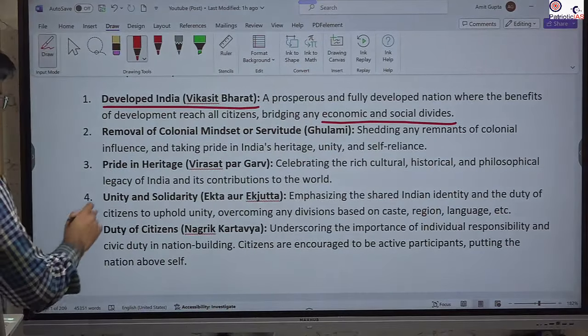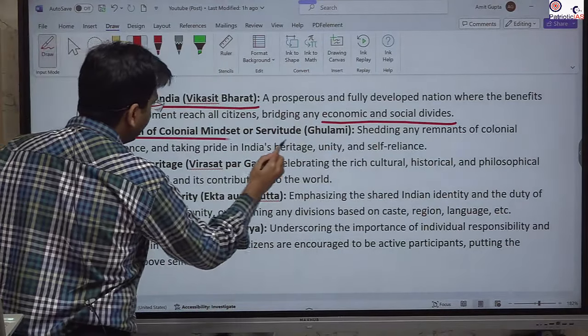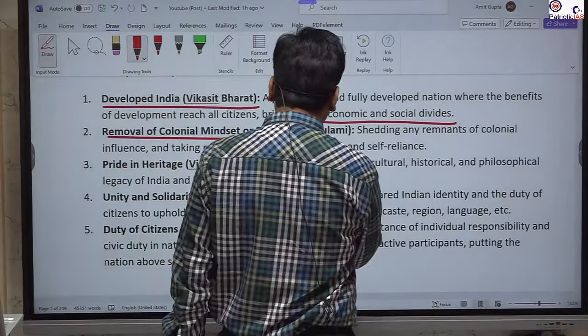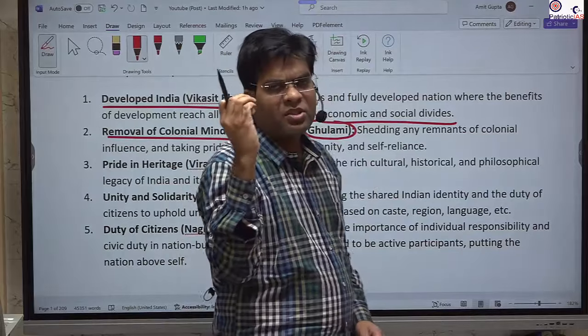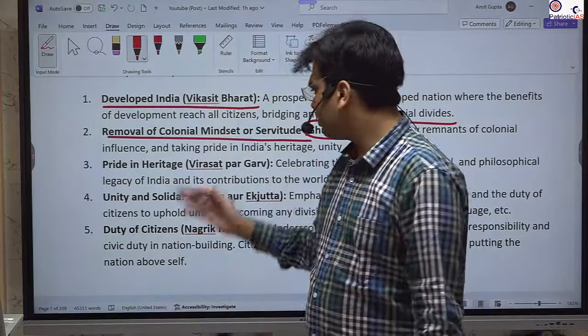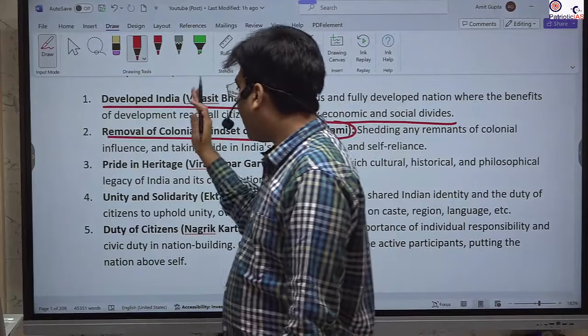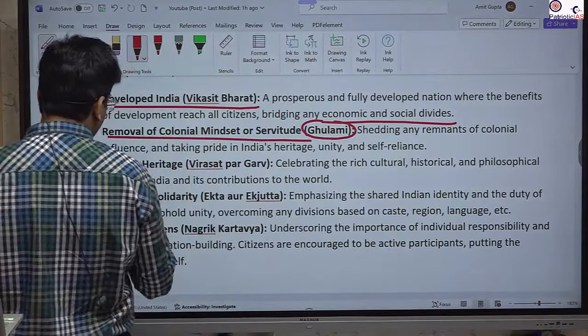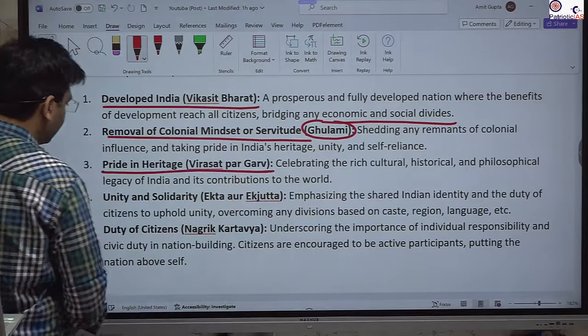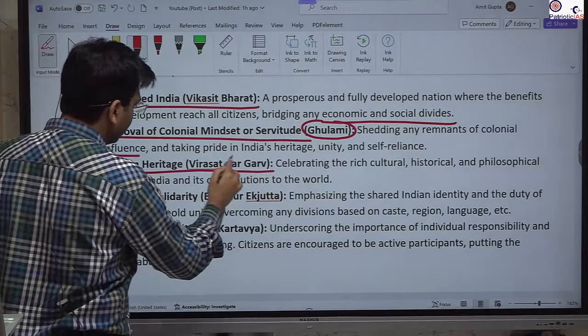Then we will have to remove the colonial mindset and servitude, that is the gulami of the Indian mindset. Means the way the Britishers governed, we follow them. So we have to remove that mindset. The third thing under this Panch Pran is pride in heritage.